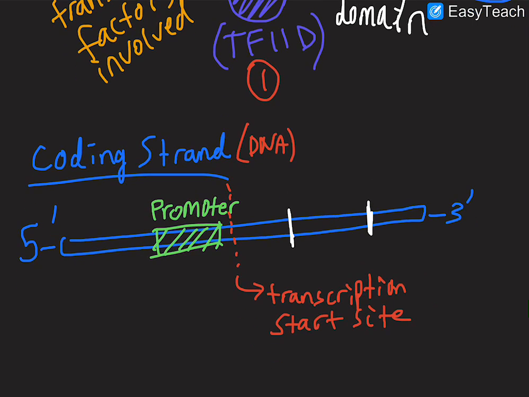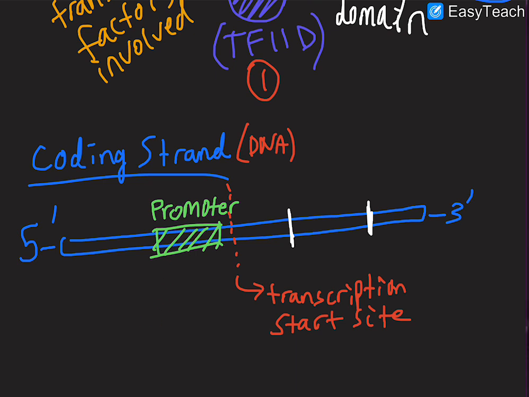If we look here, we have a coding strand, a DNA strand that goes from 5' to 3'. Let's focus on the specific parts. Right here, the dotted red line is where the RNA polymerase will start transcribing. It's going to start converting the DNA into RNA, so that's called the transcription start site. Behind it, or upstream, we have the promoter. That's where the RNA polymerase will bind.